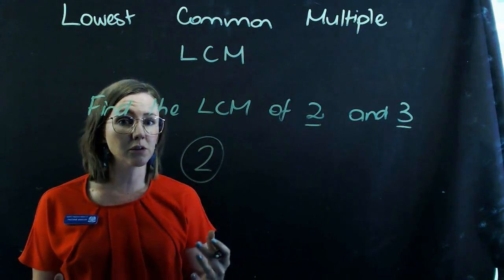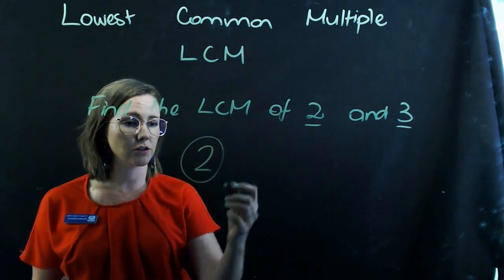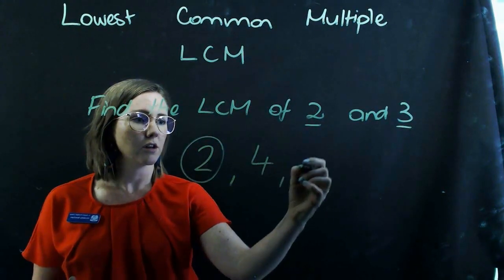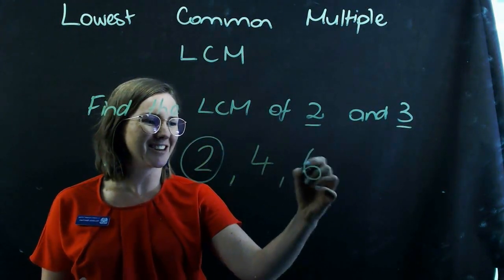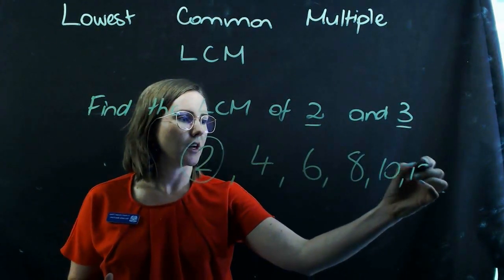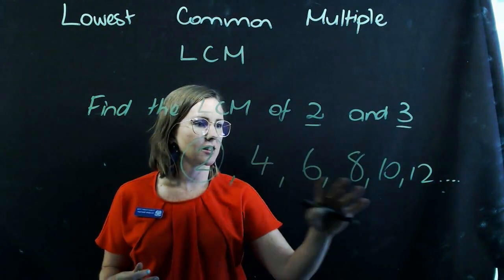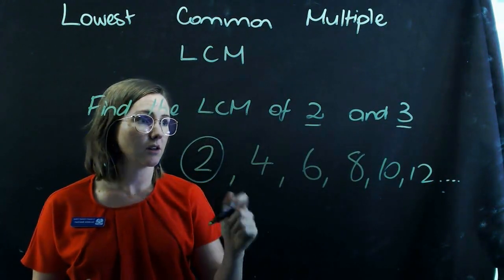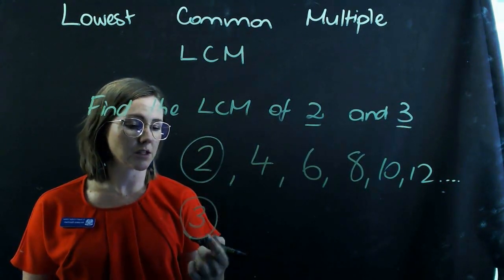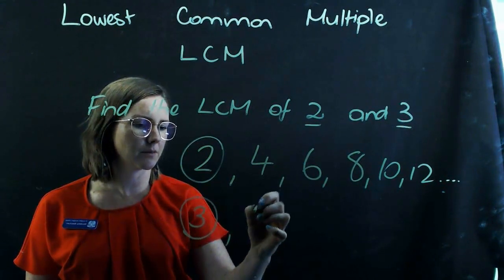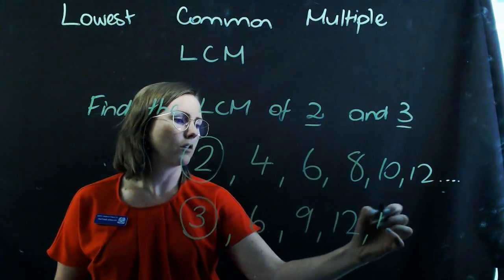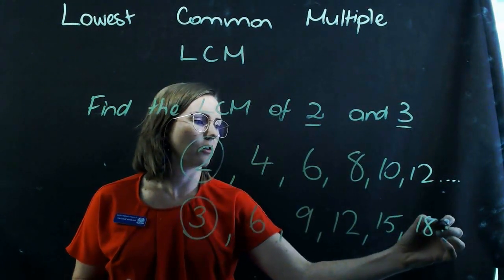So let's have a look at the multiples of 2. The first multiple of 2, 2 times 1 is 2, and then we've got the next one, 2 times 2 is 4, 2 times 3 is 6, 2 times 4 is 8, and then we go on and on. So there's my first 6, including the number 2. And the multiples of 3, the first one is 3, 3 times 1, and then 3 times 2, and then 3 times 3, 4, 5, and so on.